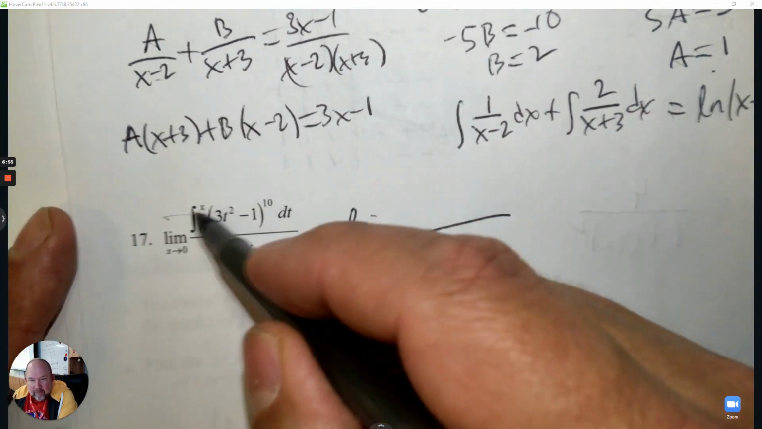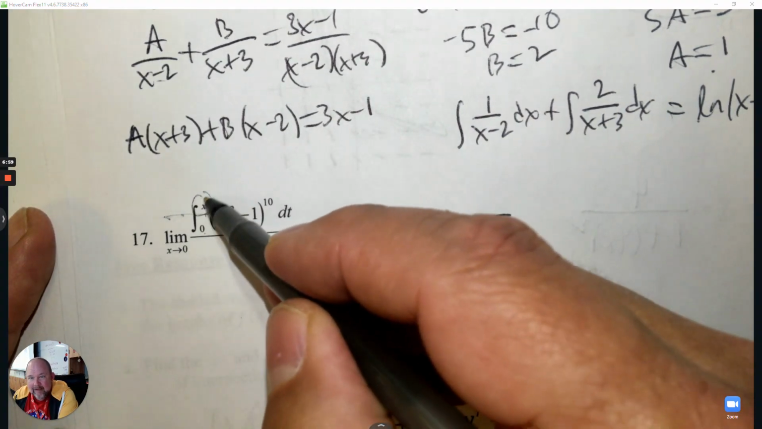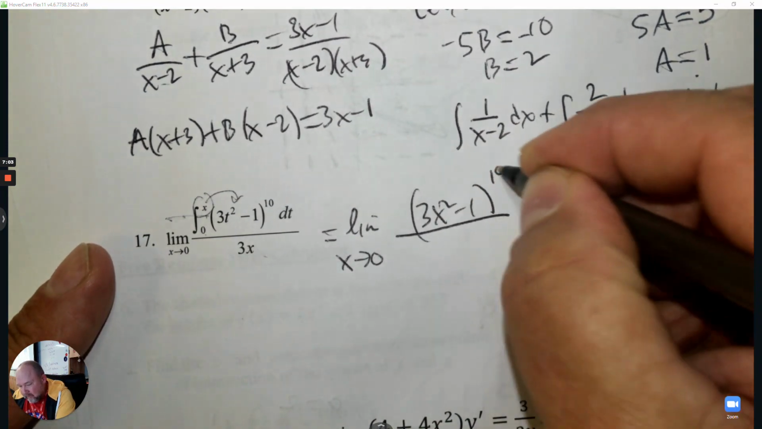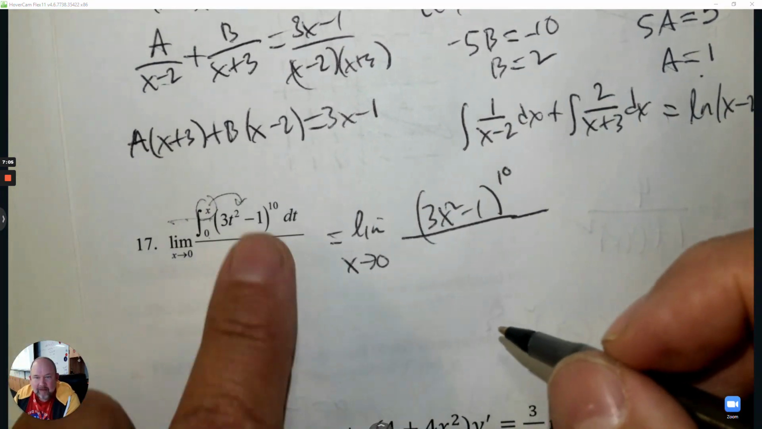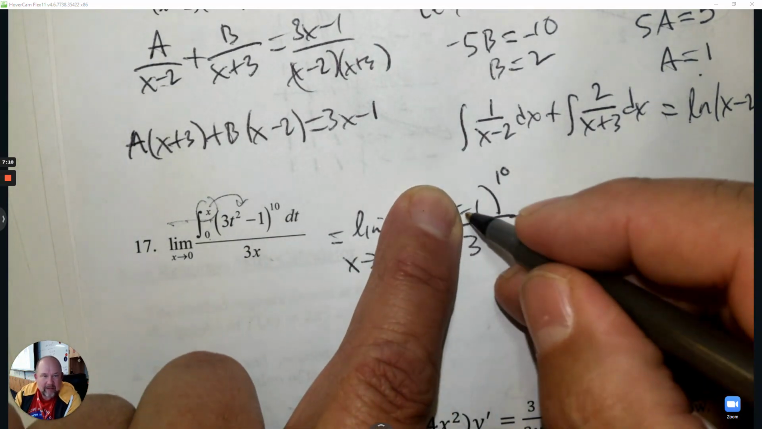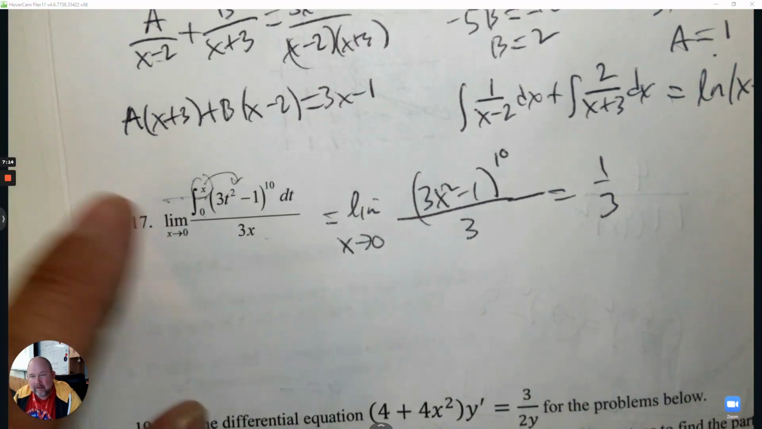Now, taking the derivative of an integral, that's the fundamental theorem of calculus. They cross out, and then you just plug in. So that ends up being (3x² − 1) to the exponent of 10. And then the derivative of the bottom is 3. Then substitute 0 in again, and you get (−1)^10 over 3. That's just 1/3. So recognize L'Hopital's rule.